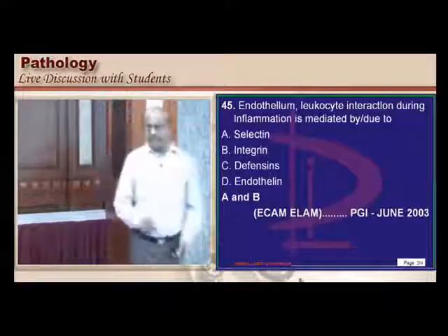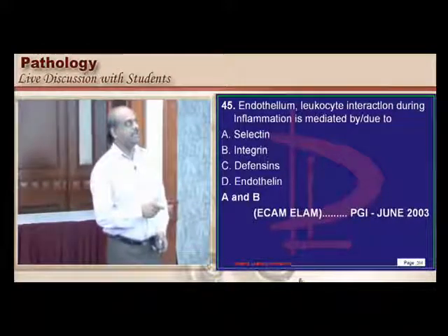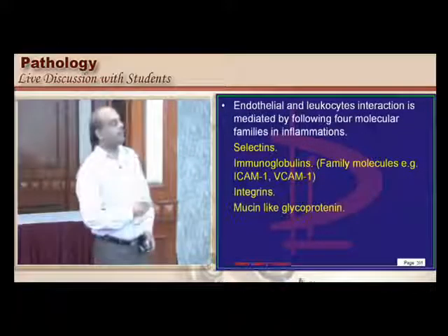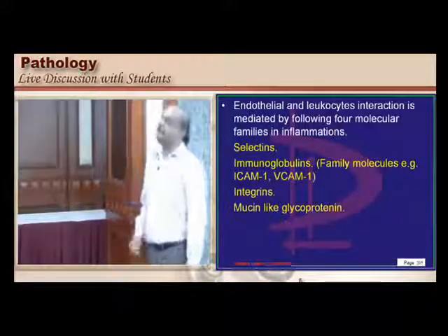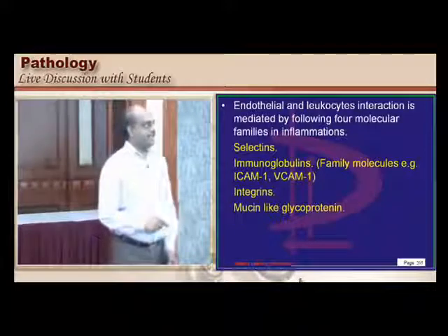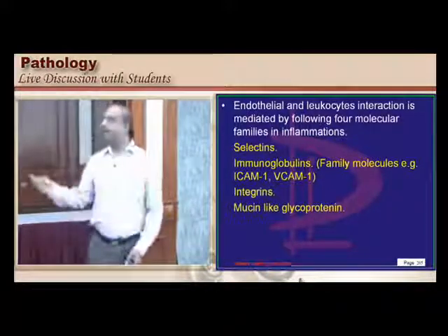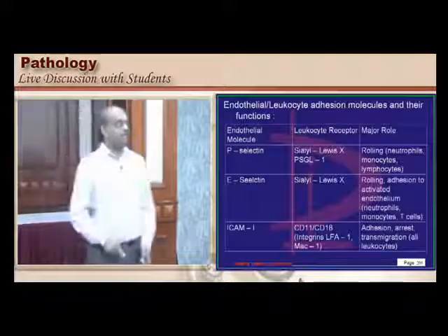Now, who mediates the interaction between endothelium and leukocyte whenever there is an inflammation? We need to remember that there are four important groups of molecules in inflammation: selectins, integrins, ICAM-like molecules, and mucin-like glycoproteins. They are all very, very important. Now let us have one comment about each of them.